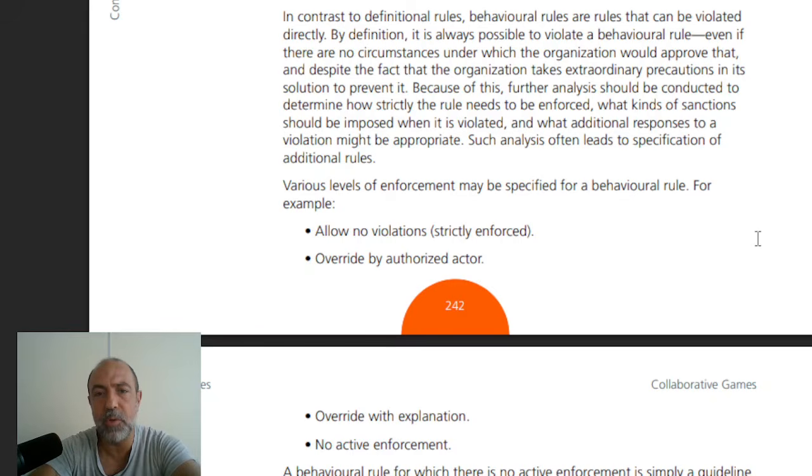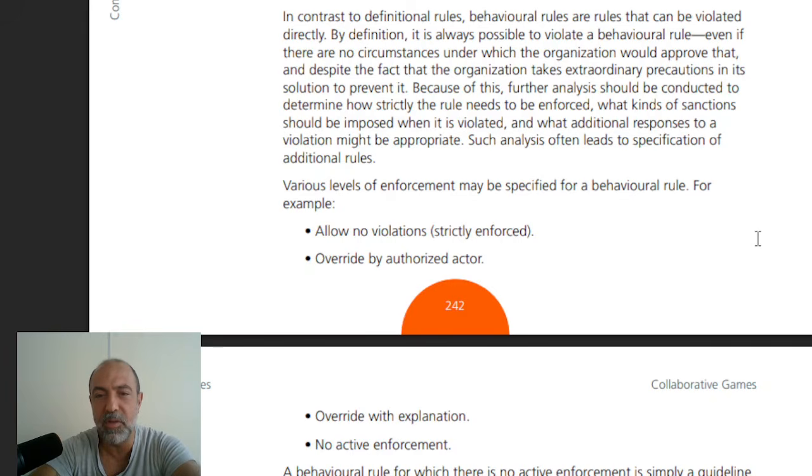So even if there are no circumstances under which the organization would approve that, despite the fact that the organization takes precautions in its solution to prevent it. Because of this, further analysis should be conducted to determine how strictly the rules need to be enforced. I don't know, what I imagined is a disgruntled customer yelling in the middle of the space, like, you can't follow protocol, you can't follow your normal policies, you have to do something different. What kinds of sanctions should be imposed when it's violated, blah, blah, blah.